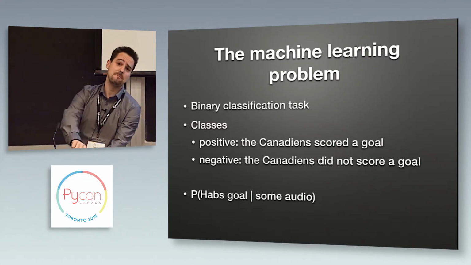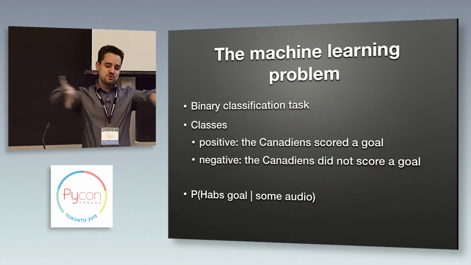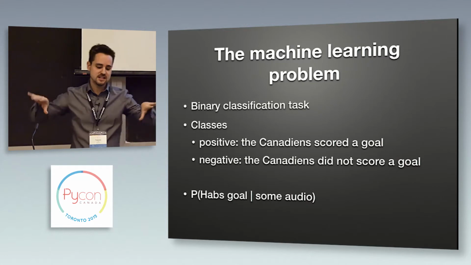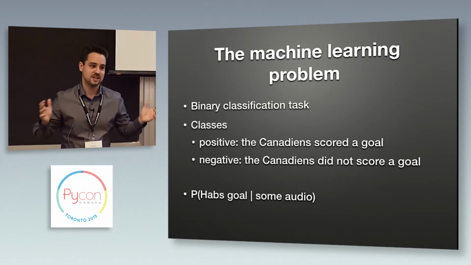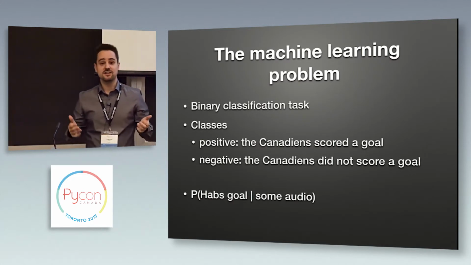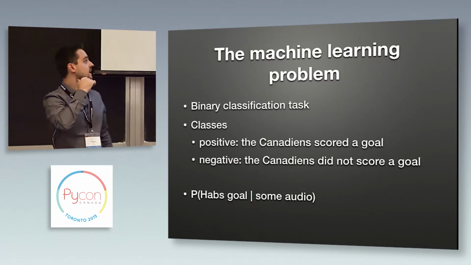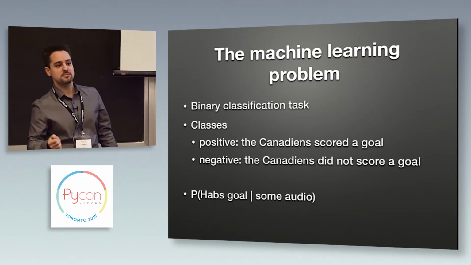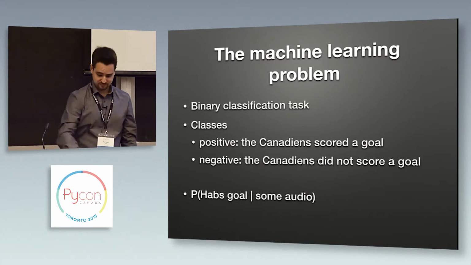So this is going to be a binary classification task, meaning we want to set apart two types of things. In our positive class, it's going to be the Canadiens scored a goal. That's what we're trying to detect. And the negative class is the Canadiens did not score a goal, so anything else. Another way to say this is we're trying to model the probability of the Habs scored given some audio.